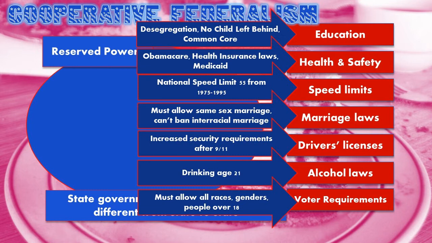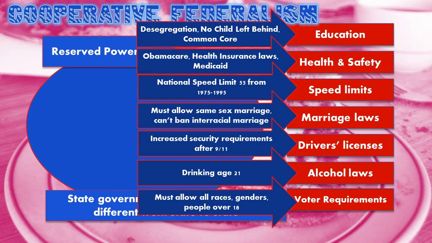We can take any of these categories here: health and safety laws. We have a whole lot of national health insurance laws that came from the Affordable Care Act, or what we call Obamacare. The national government tells the states that they must operate Medicaid insurance programs. So these provide health insurance to people who could not afford that on their own. So those are limits on what the states can do with their citizens there.